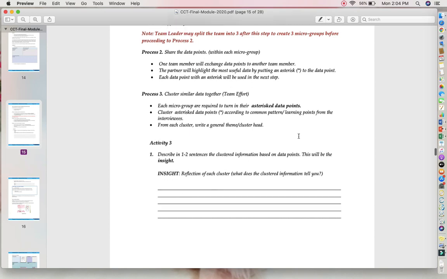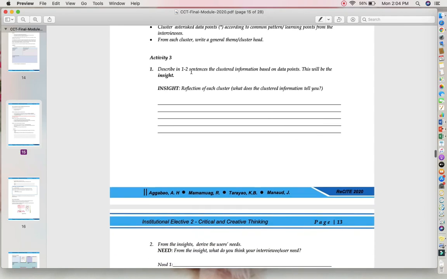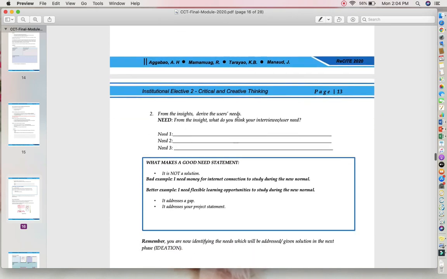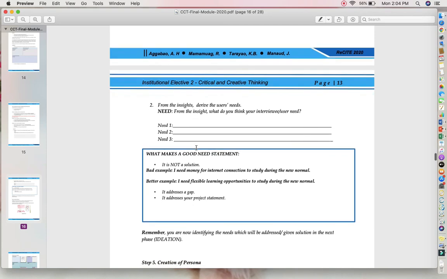Okay. For activity 3, describe in 1 to 2 sentences the clustered information based on data points. This will be the insight. Reflection of each cluster: what does the clustered information tell you? And from the insights, derive the user's needs. Need number 1, need number 2, and need number 3.